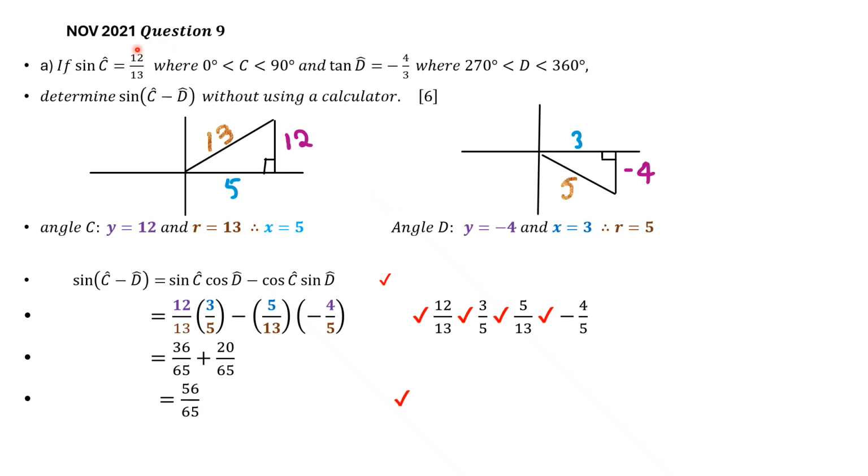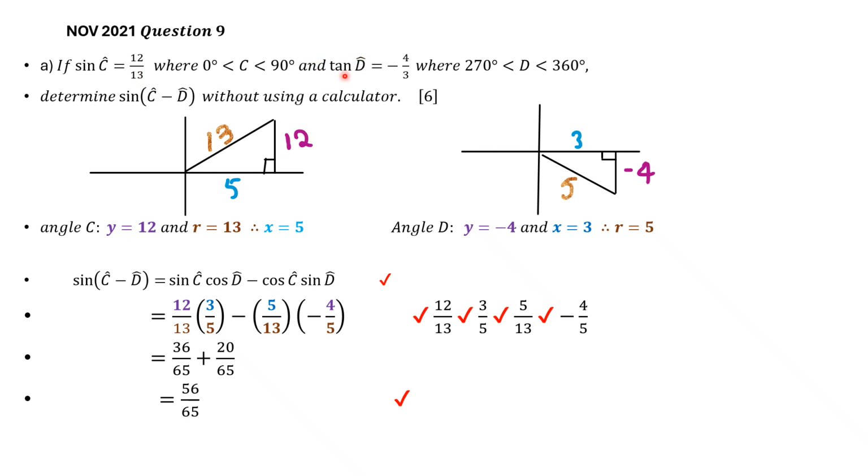November 2021, question 9. So now they're saying if sin C equals 12 over 13, where C is greater than 0 and less than 90, meaning we're working in the first quadrant for angle C.